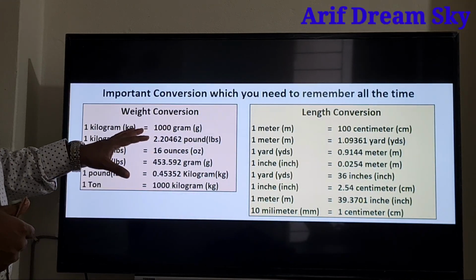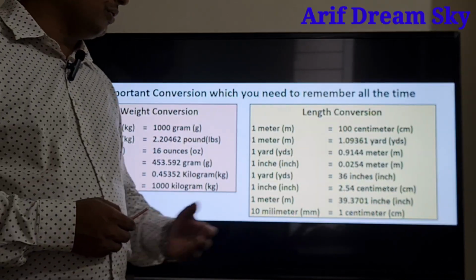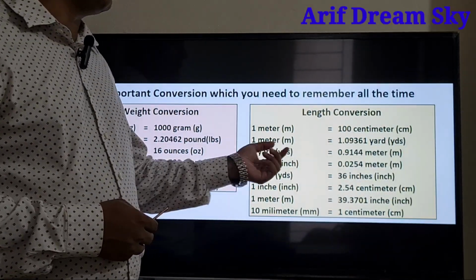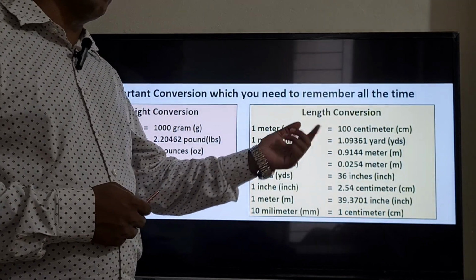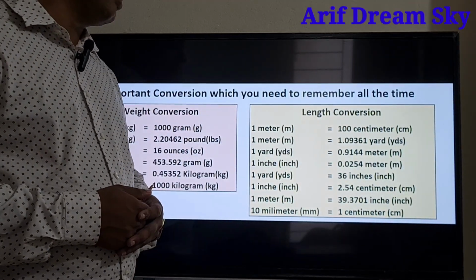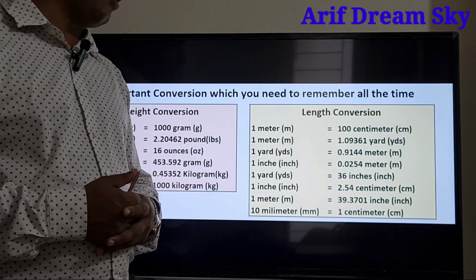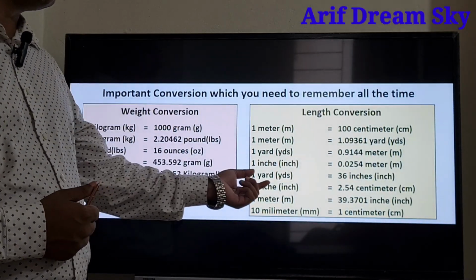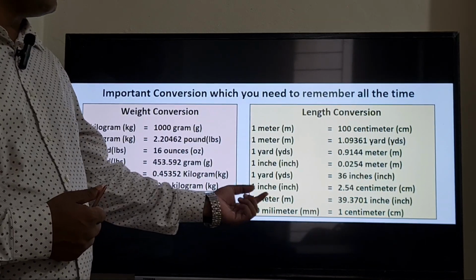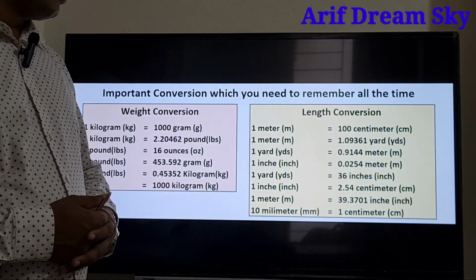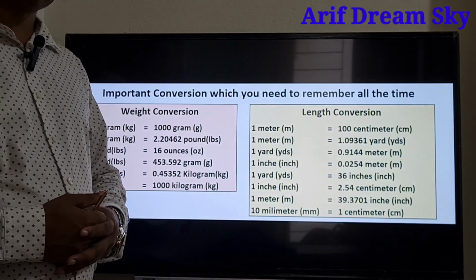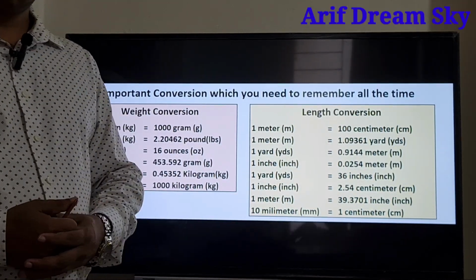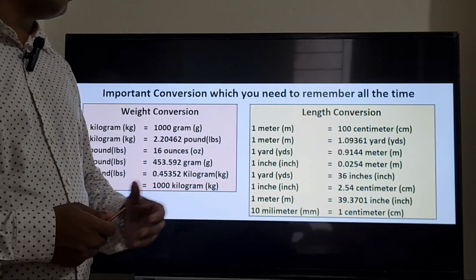So these are the weight conversions, and you can also see a few length conversions which you have to remember always. 1 meter equals 100 centimeter, 1 meter equals 1.09361 yards, 1 yard equals 0.9144 meter, 1 inch equals 0.0254 meter, 1 yard equals 36 inch, 1 inch equals 2.54 centimeter, 1 meter equals 39.3701 inch, and 10 millimeter equals 1 centimeter. So let's start to go through the rules.